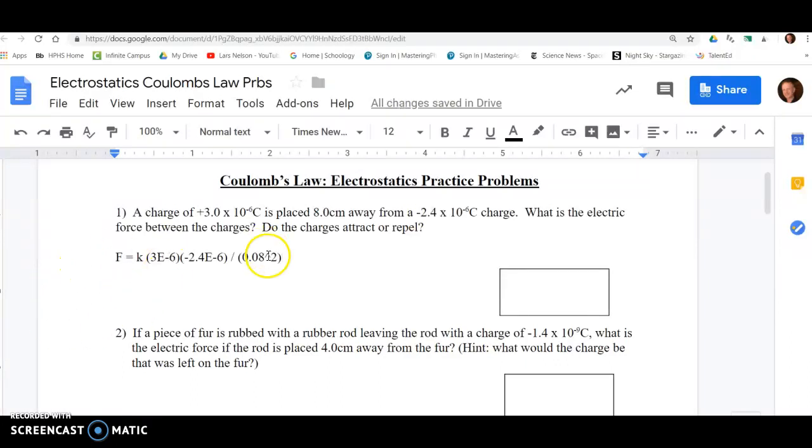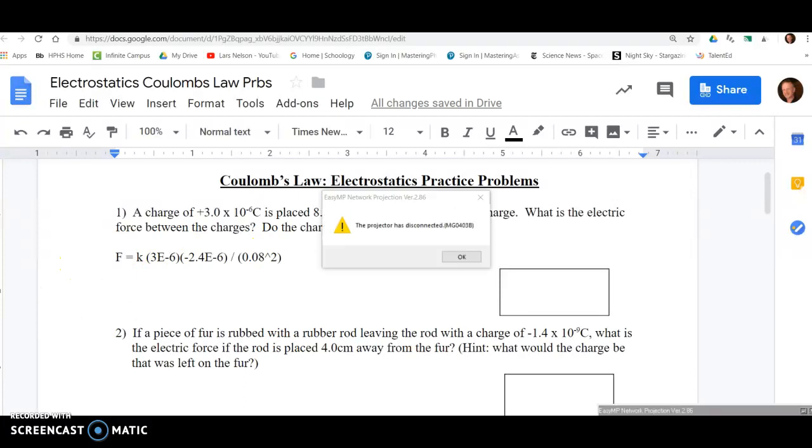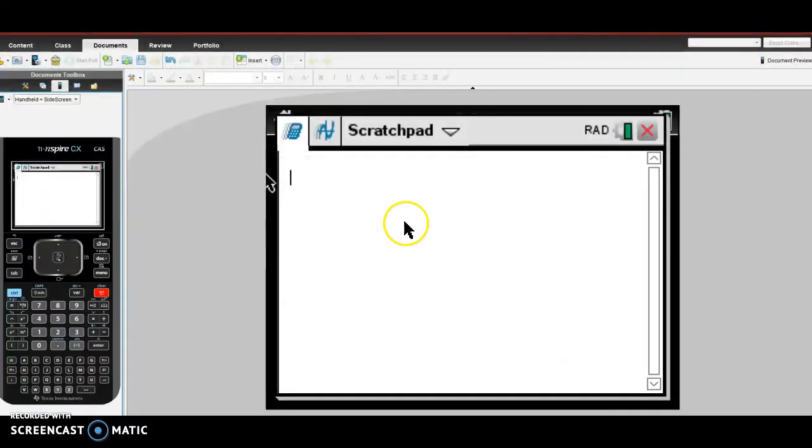And if you're using a TI calculator, when you pull up the screen, Coulomb's constant K is 9 billion, which is 9 times 10 to the 9th, times the product of the two charges. The first one, 3e, there's the double E button, negative 6, times negative 2.4.